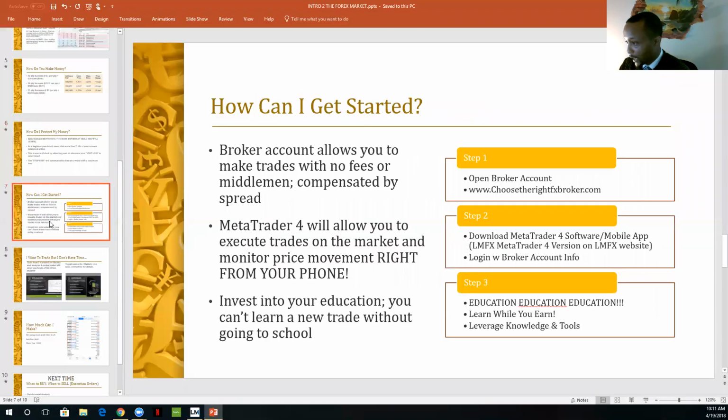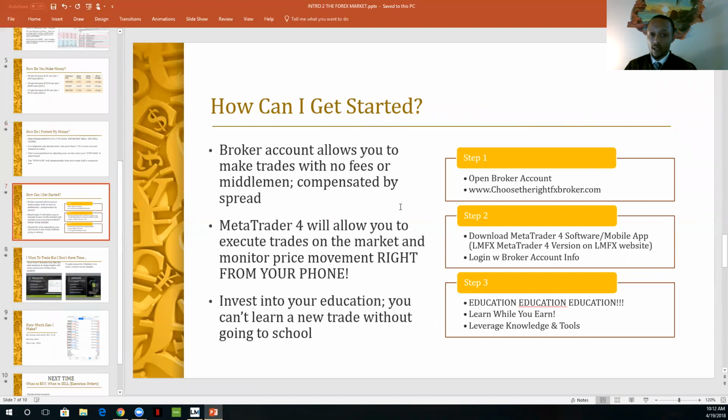So how can I get started as a Forex trader? Number one thing you have to do is open a broker account. And I haven't been able to find one in the US yet. I don't think there are any US Forex brokers. They're mostly overseas. So in order to get your money, you will have to have it wired to you internationally. But you open a broker account that allows you to make trades, no fees or middleman.